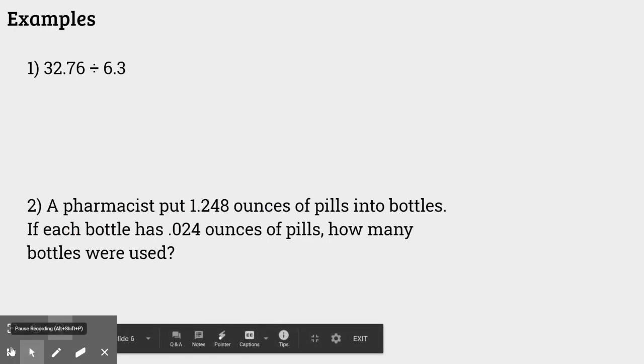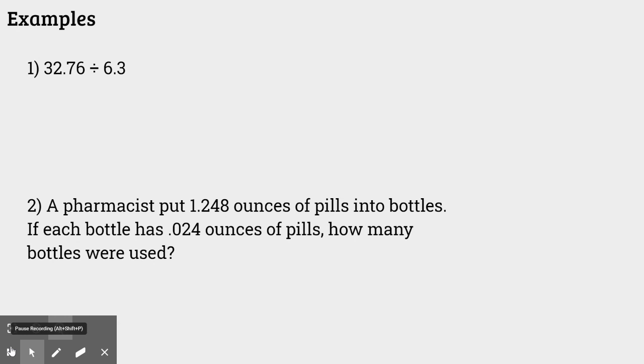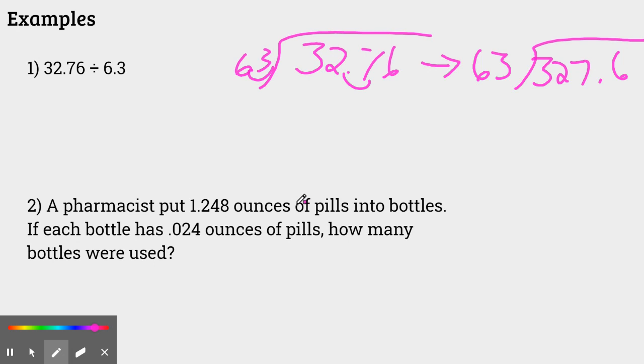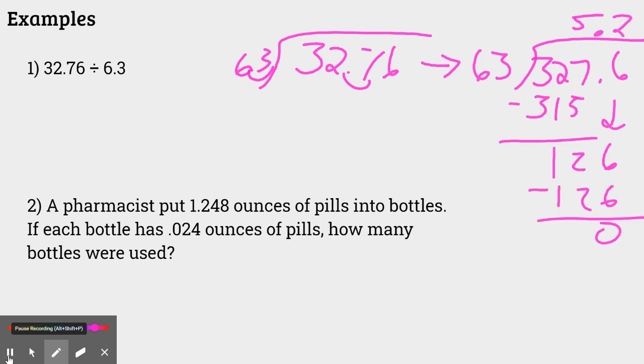So here are some examples that I want you to try on your own. So go ahead and pause the video and give it a try. All right, so for number 1, hopefully yours is set up like mine, where we move the decimal once. So I have to move it once underneath as well. So now it becomes 327.6 divided by 63. And if you finished showing your work, you should have gotten a final answer of 5.2.